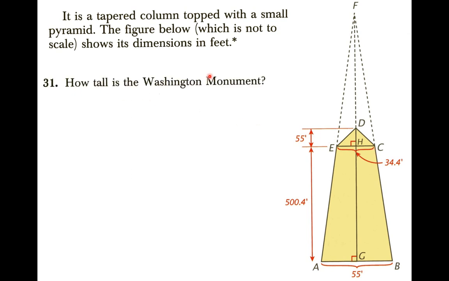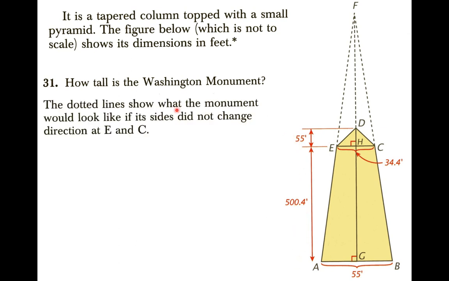So first of all, how tall is the Washington Monument? Well, they've got some numbers in here. That shouldn't be too hard. The dotted lines show what the sides would have looked like and the altitude, FG, what that would have looked like if they hadn't changed things around.